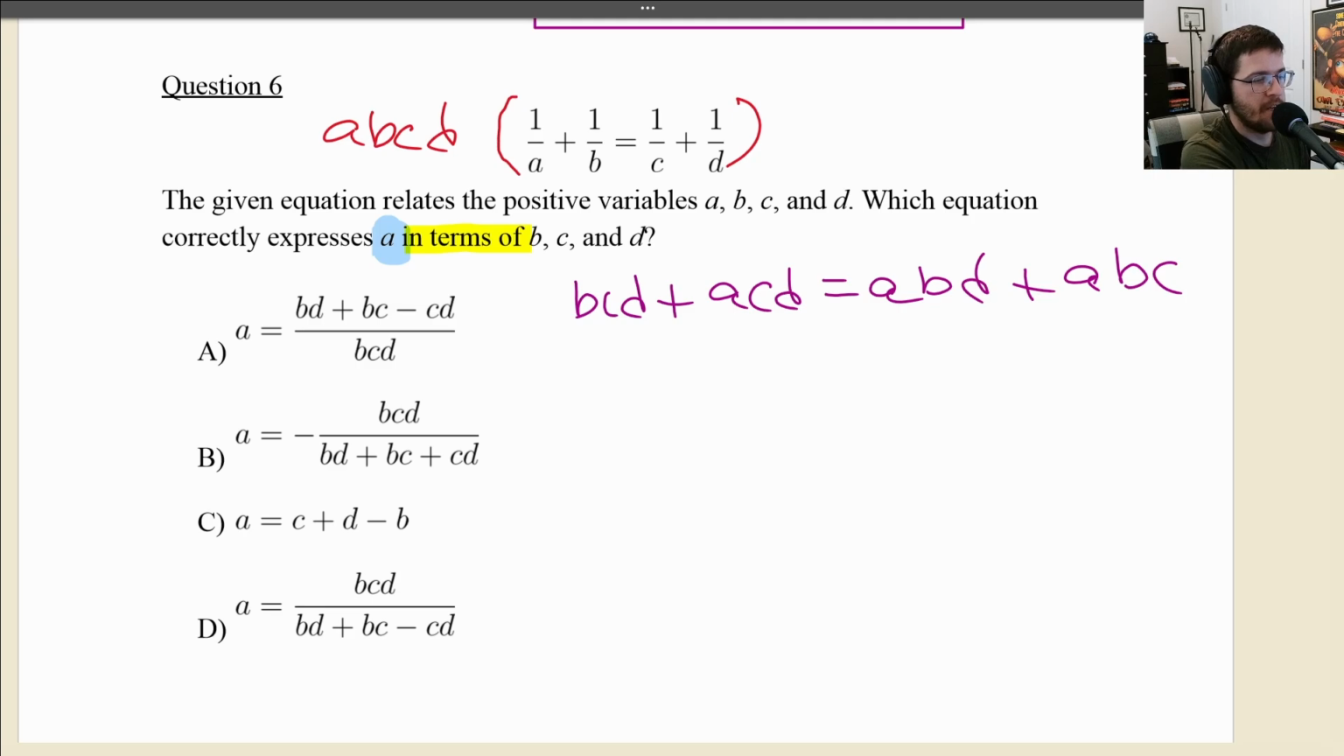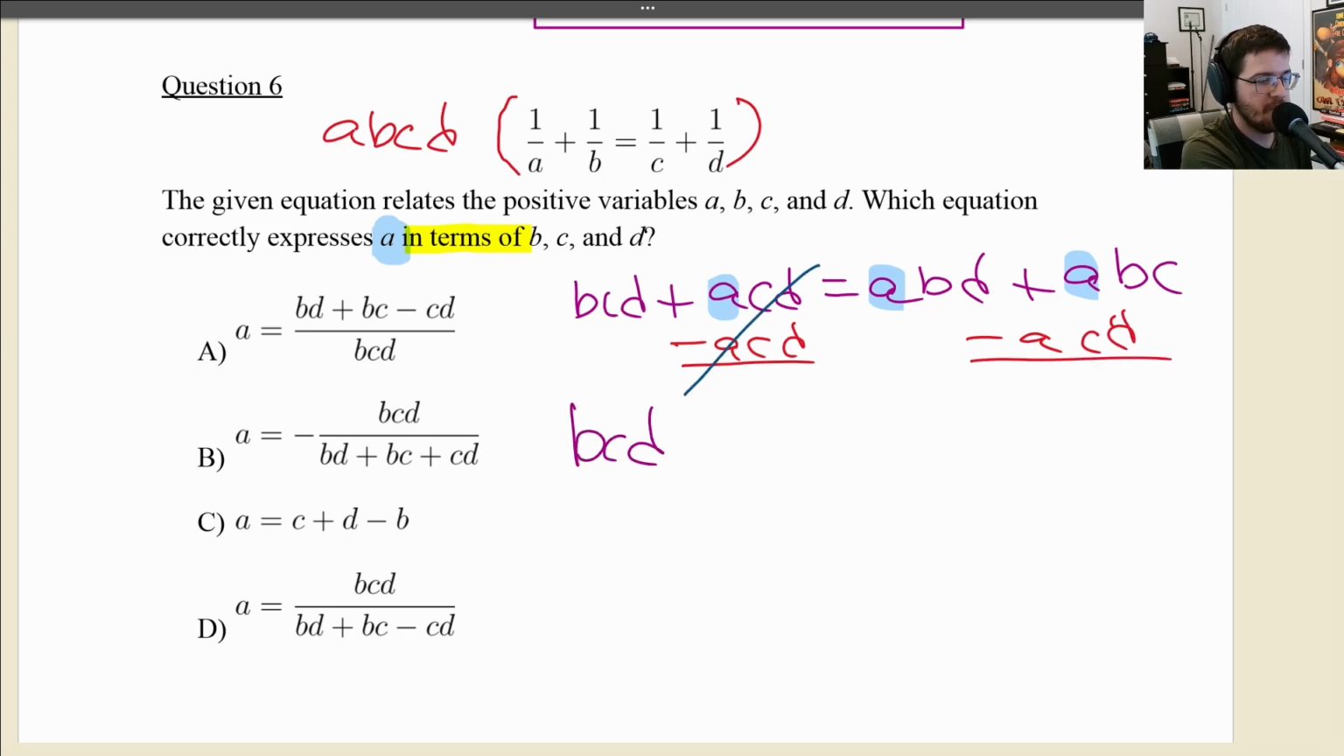So now we want to get A by itself. Notice how this term and this term all have an A in it. So we need to get them all to one side so we can factor. Since 2 of them are already on the same side, why don't I move this guy over here? The opposite of addition is subtraction, so we'll subtract ACD from both sides. And this guy will go away. And we get BCD is equal to ABD plus ABC minus ACD.